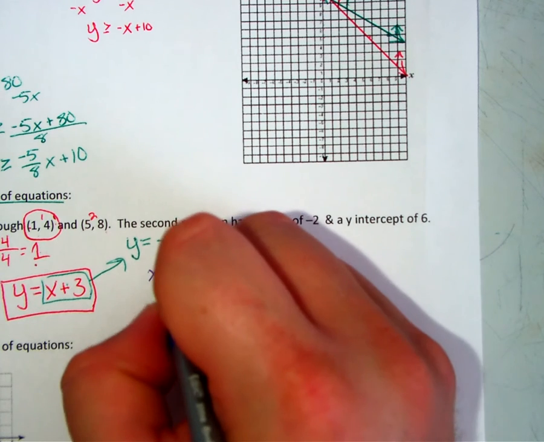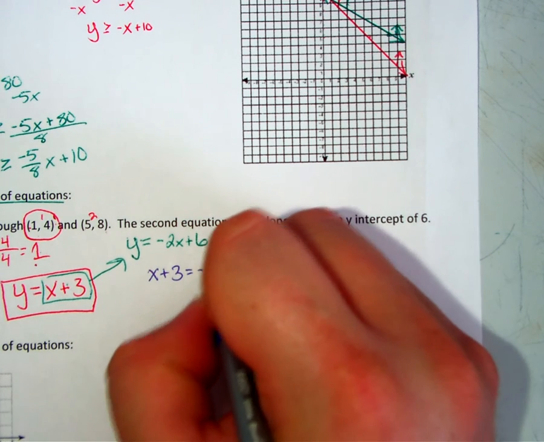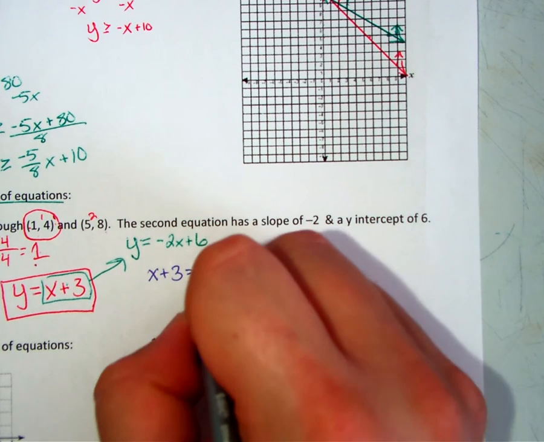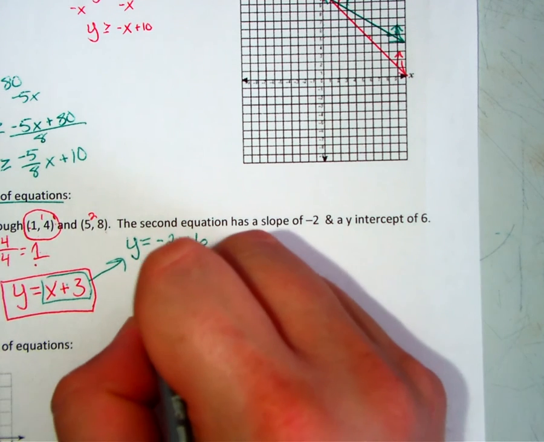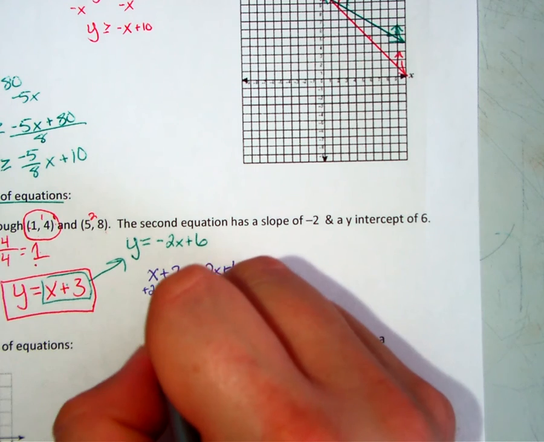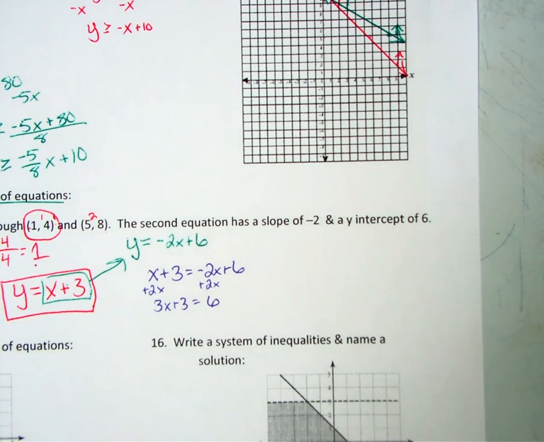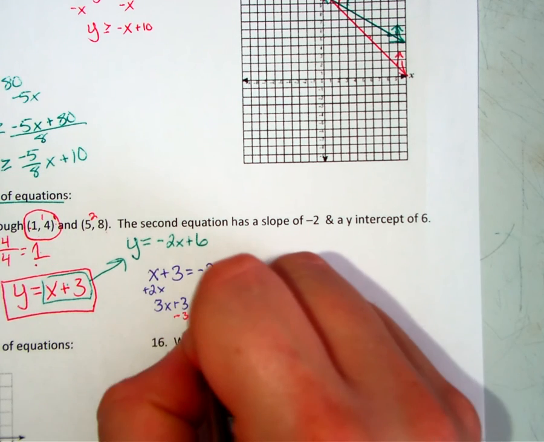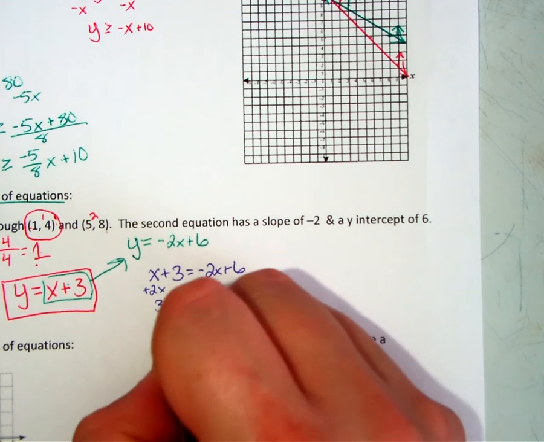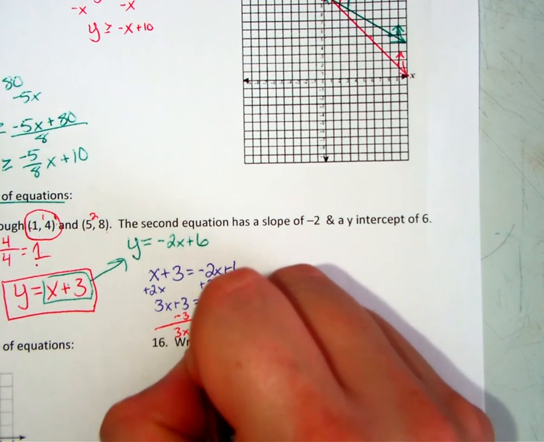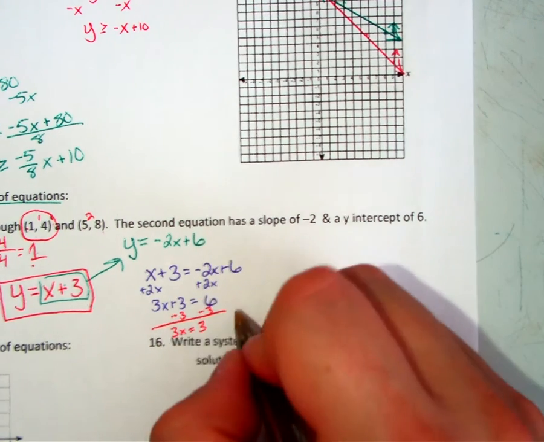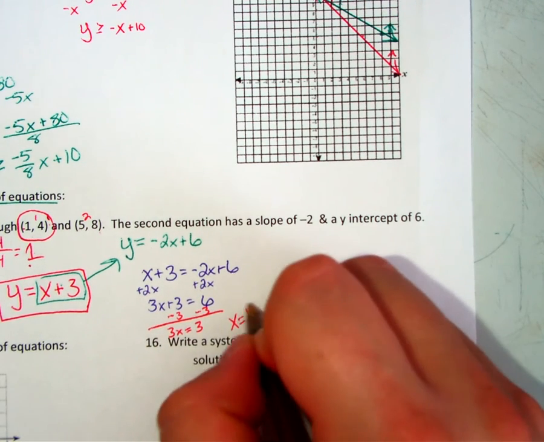So x plus 3 is equal to negative 2x plus 6, where we add 2x to both sides. 3x plus 3 is equal to 6. Let's subtract 3 from both sides. 3x is equal to 3. And so we can see already that x is equal to 1.